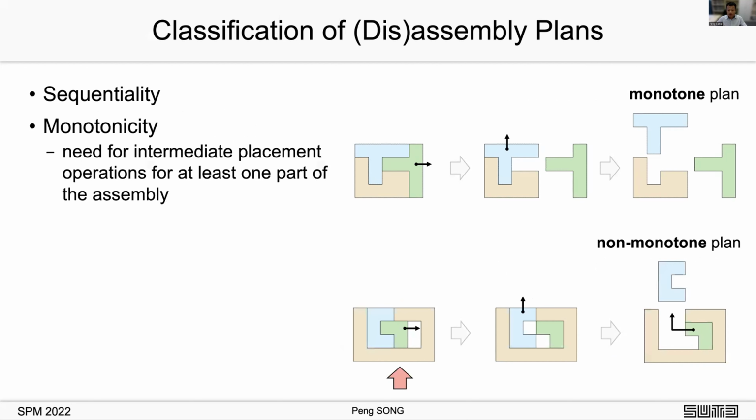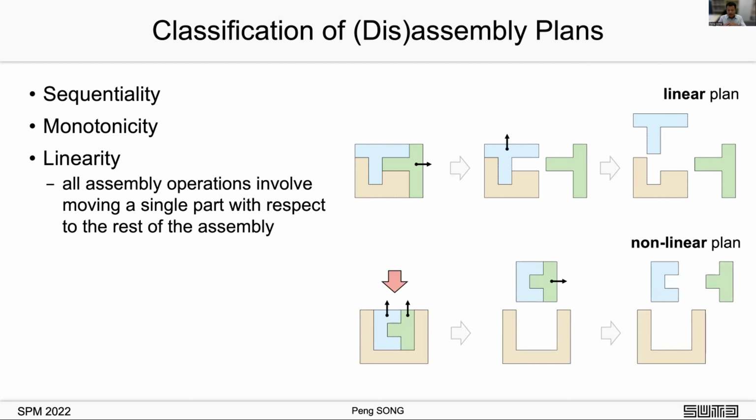An assembly is monotone if no intermediate placement operations are needed for the assembly. See the top example. The bottom example shows a non-monotone plan. This is because at the first step, we need to move the green part to the right in order to take out the cyan part.